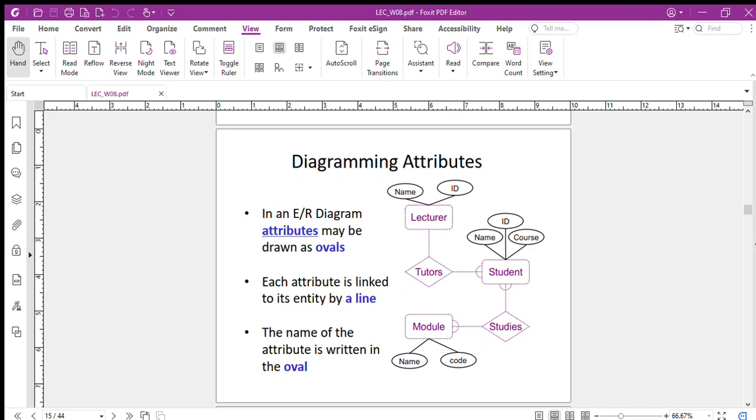So in an ER diagram, attributes may be drawn in ovals, and each attribute is linked to its entity by a line. So here we can see that lecturer is linked to student, and student is linked to module. The name of the attribute is written in the oval.